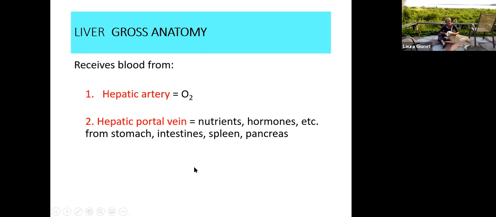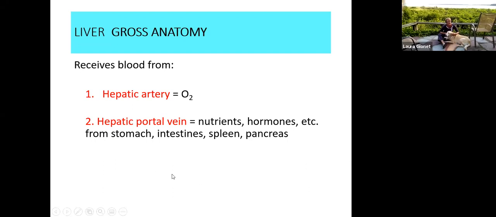Okay, the liver. The liver has some 500 different functions, very important. It receives blood from two vessels on the inferior surface, right? We said we have that triad of structures: a duct, an artery, and a vein. So on the undersurface, entering is the hepatic artery carrying oxygenated blood.